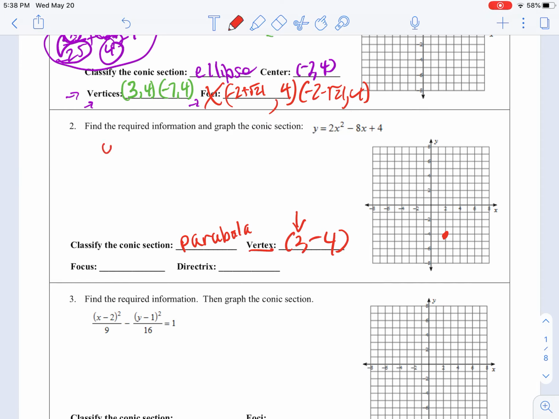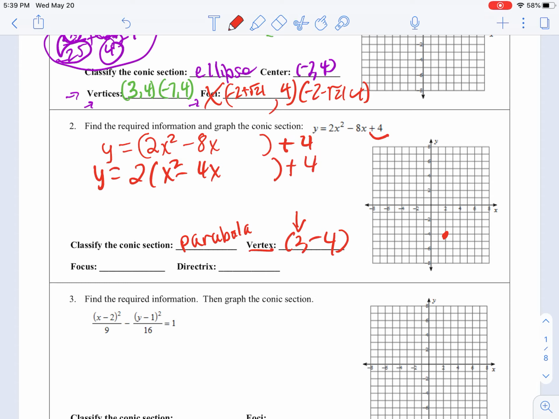Let's complete the square. To complete the square, I group my x's or my y's depending on the case that I have. And this 4, you can either scoot it out or put it over here. You can add it to the other side temporarily if that's more helpful. For right now, I'm just going to scoot it out of the way. I'm just going to leave this hanging out at the end. Then I'm going to factor out a 2, and that gives me x squared minus 4x.